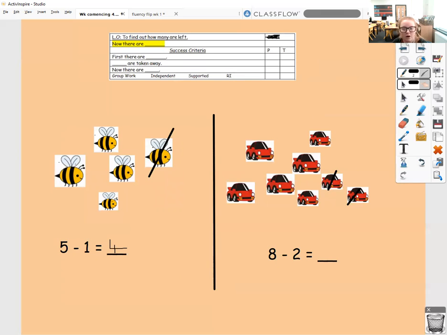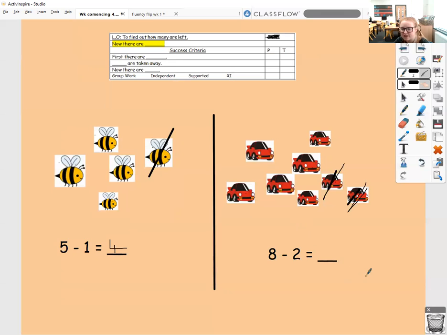Fantastic. Let's have a look at what this number sentence is. So this is telling us that first there were 8. So let's check that firstly. 8 cars to start with: 1, 2, 3, 4, 5, 6, 7, 8. First there are 8. Then 2 are taken away. 1, 2. So first there are 8, then 2 are taken away. We can see that because those 2 have lines through them.